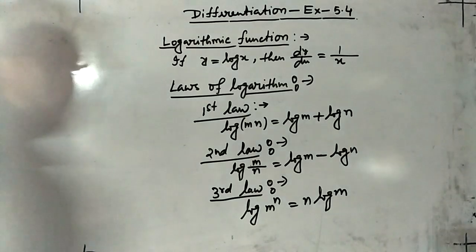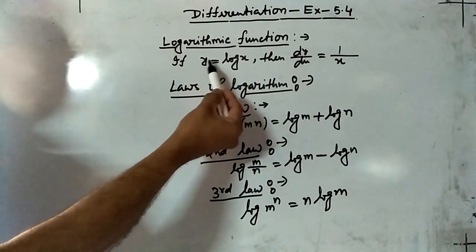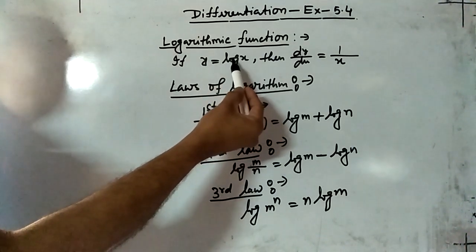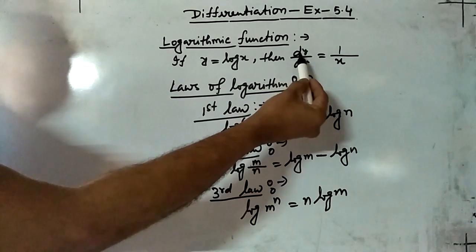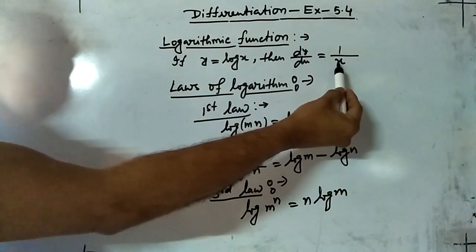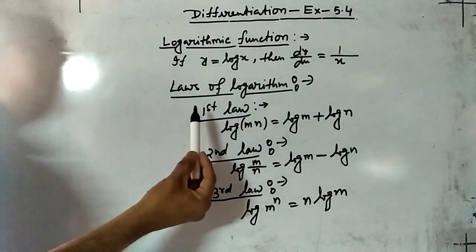First of all, logarithmic function is y equals log x. If y equals log x, then its derivative with respect to x, that is dy by dx, will be 1 upon x. Already in formula we have learned. Here we have to learn three laws of logarithm.